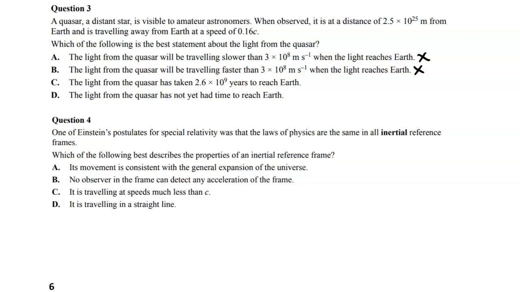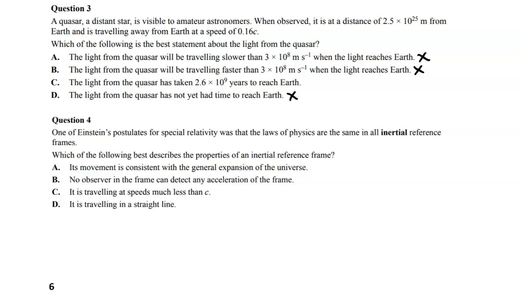Now, we're with option C or D, and it says the light from the quasar has taken blah years to reach Earth, or option D, light from the quasar has not yet had time to reach Earth. The way we are able to see things is the process of light hitting our eyes and then all of the fun biology stuff that happens from there. To be able to see something, we need to have received the light. So option D cannot be the right answer.